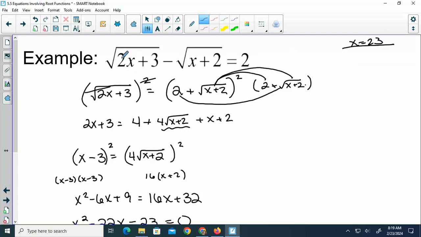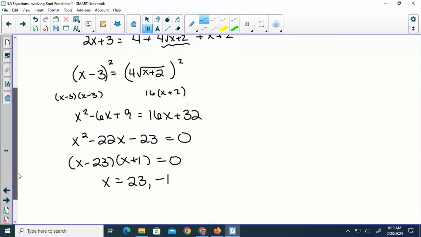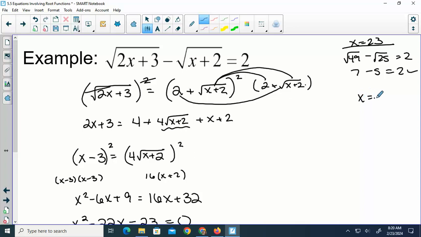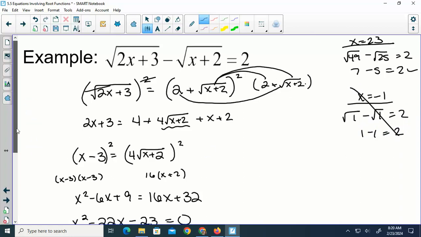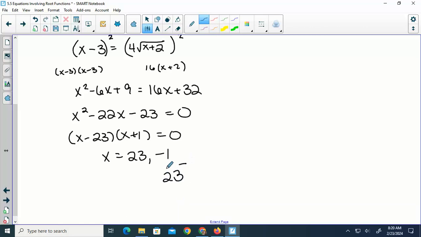So if we plug in a 23, square root of 49 minus the square root of 25. 7 minus 5 does equal 2, so that one's good. We plug in a negative 1. We get the square root of 1 minus the square root of 1. And 1 minus 1 does not equal 2, so that one does not work. So 23 is our final answer.